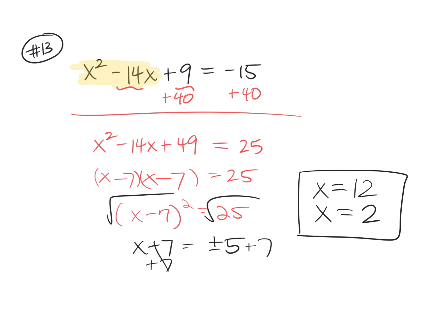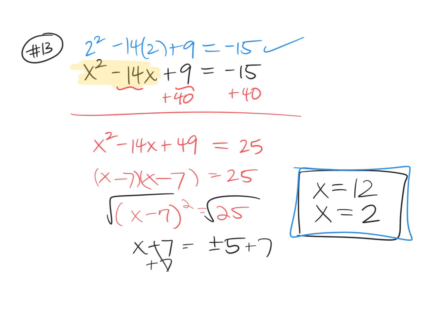Now, if you wanted to test it, you guys know you could come plug it in. I could be like, okay, 2 squared minus 14 times 2 plus 9, does that equal negative 15? It will. Okay, I know it will. So you can do a check to make sure on a test, but those are your 2 solutions. So that's completing the square.